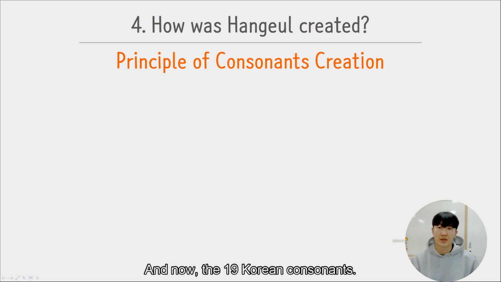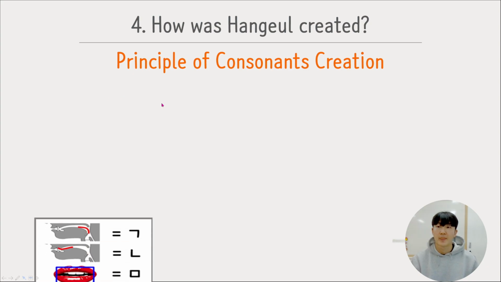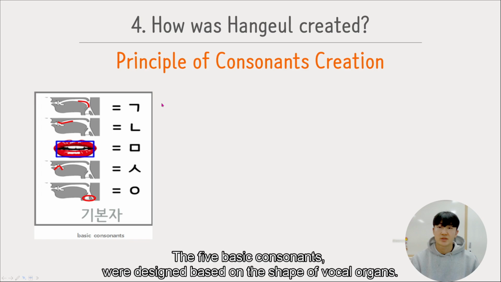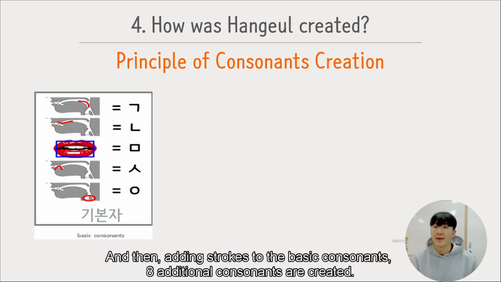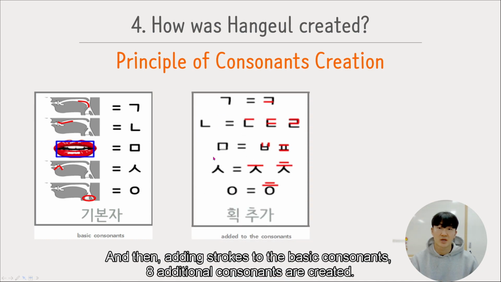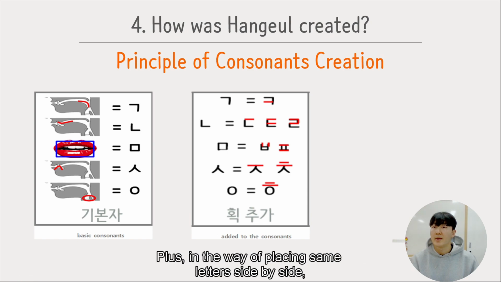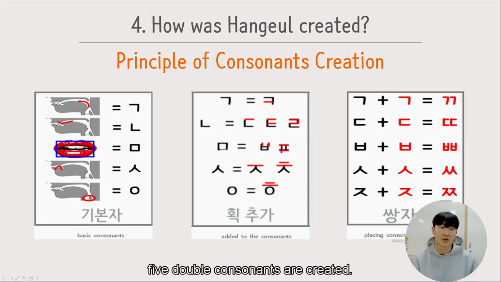And now the 19 Korean consonants. The 5 basic consonants were designed based on the shape of vocal organs, and then, by adding strokes to the basic consonants, 8 additional consonants were created. Plus, by placing the same letters side by side, 5 double consonants were created.